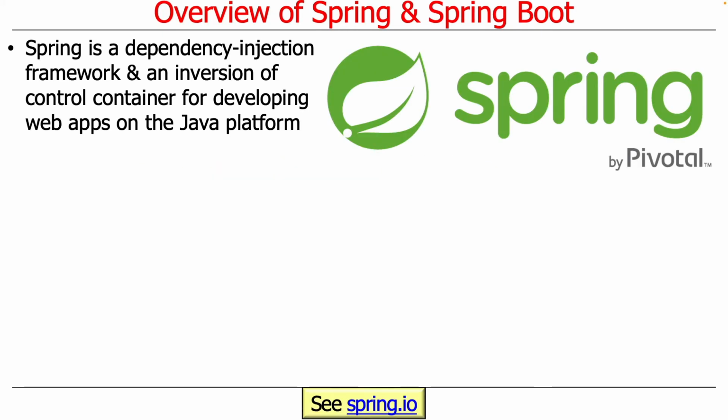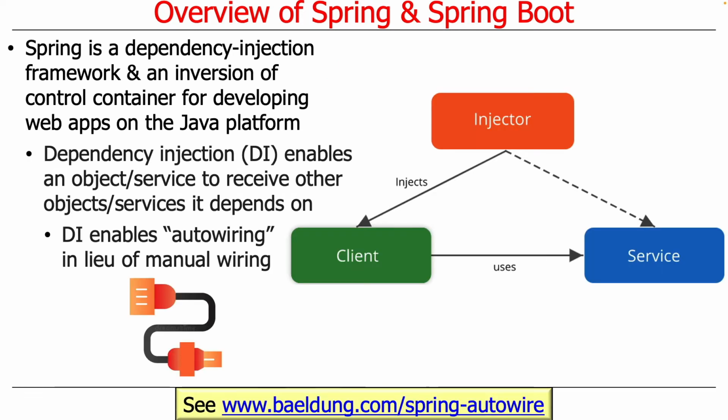So what is Spring? Spring is not just a season of the year, but it's a dependency injection framework and a so-called inversion of control container for developing production-grade web apps using Java. There's a whole bunch of other stuff that Spring is as well, but that's what we're going to be focusing on here. So what is dependency injection?